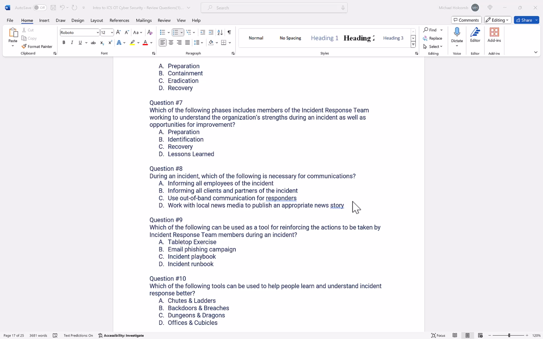Question 9, which of the following can be used as a tool for reinforcing the actions to be taken by the incident response team members during an incident? This is where we get into the idea of it being either an incident playbook or an incident runbook. The idea is playbooks are much higher level, runbooks are step-by-step instructions.